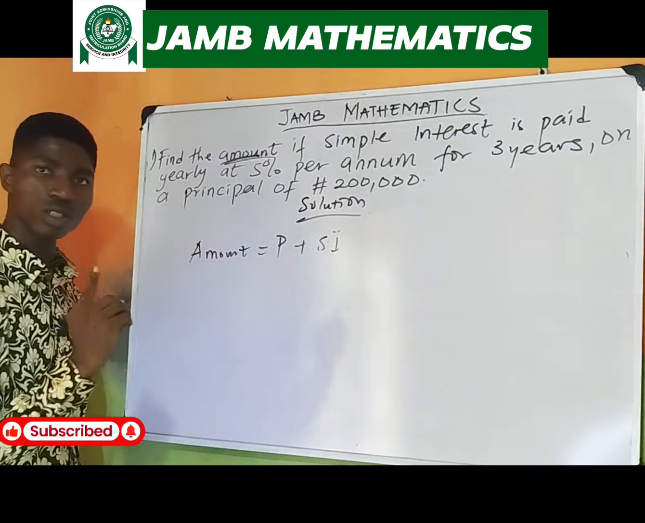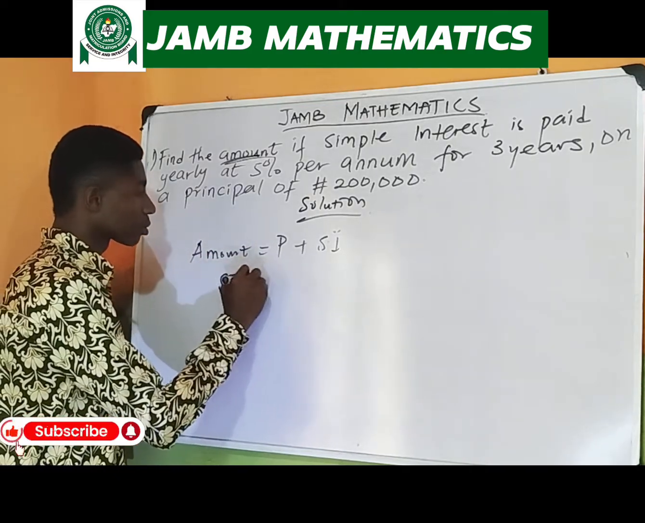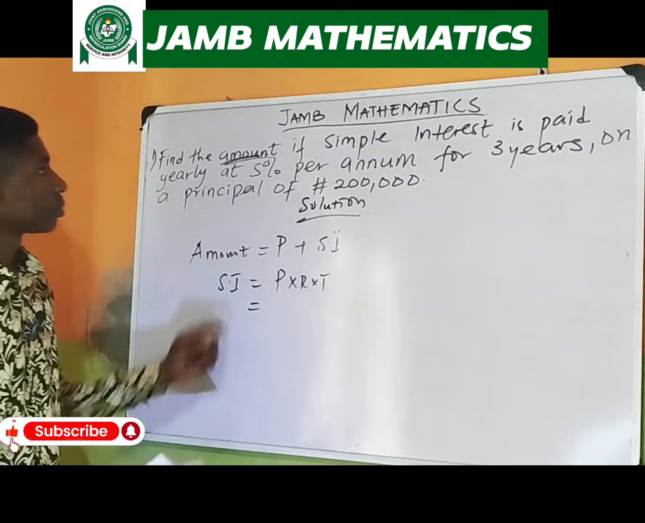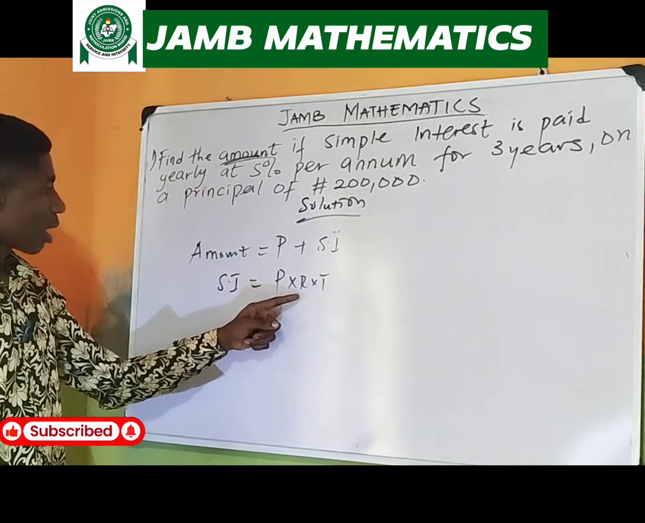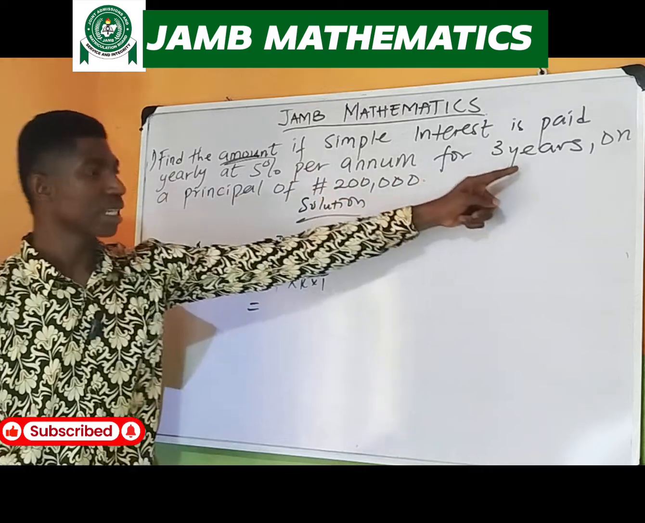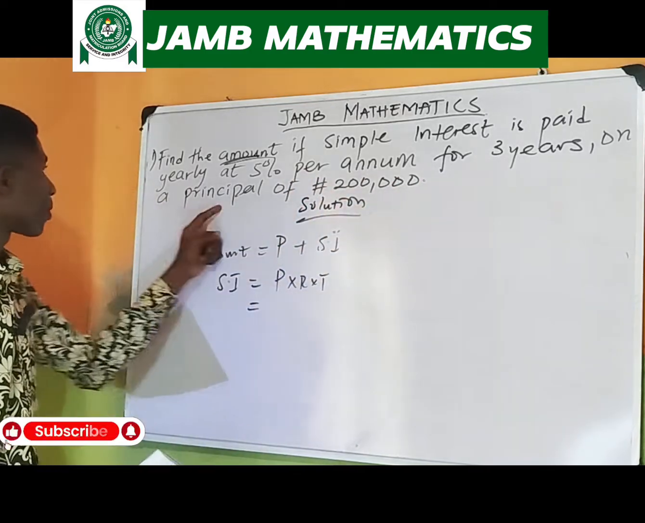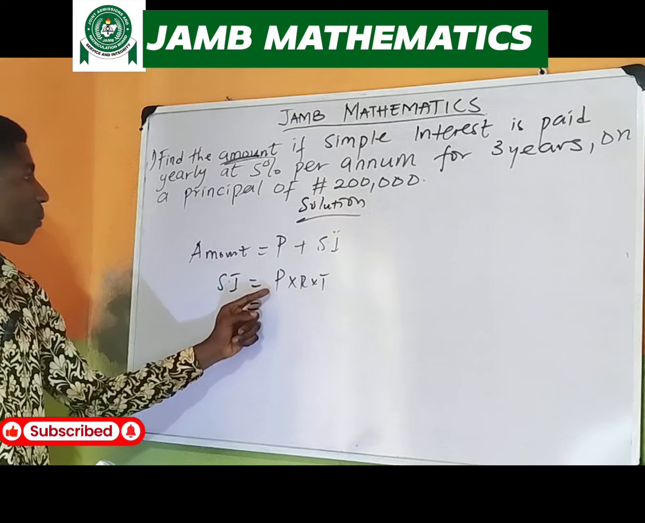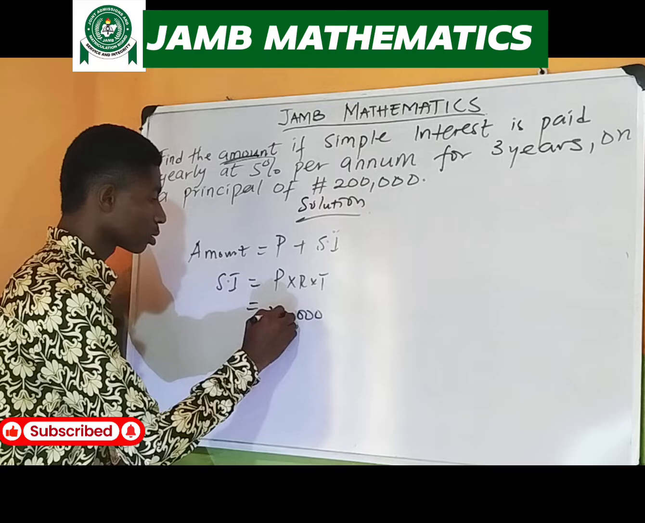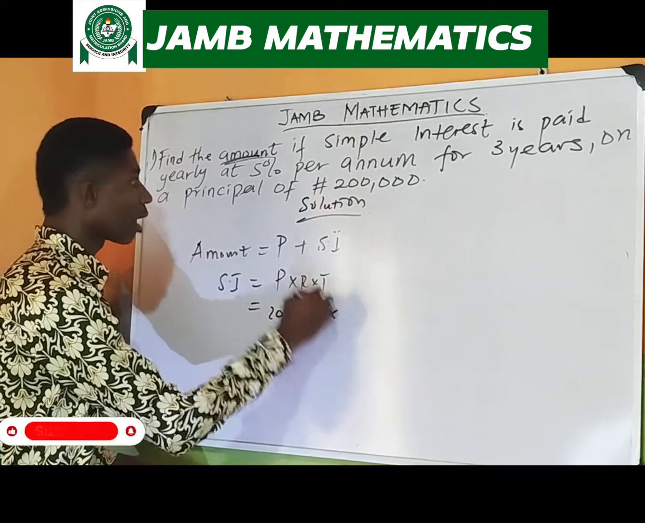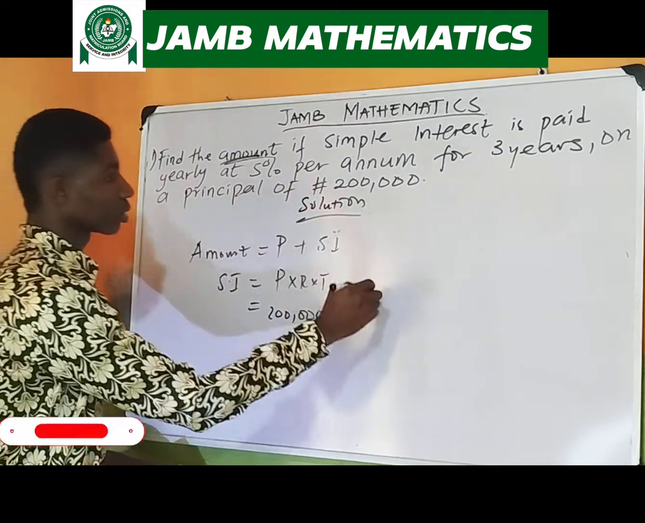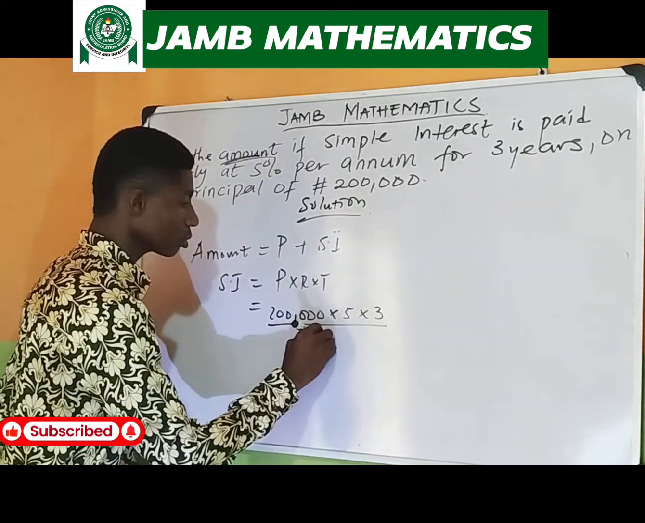So the formula for simple interest is principal times rate times time. Yearly at a rate, our rate here is 5%, and time is per annum for 3 years, on the principal of 200,000. So our principal is 200,000, then our rate is 5%, and our time is 3, all over 100.